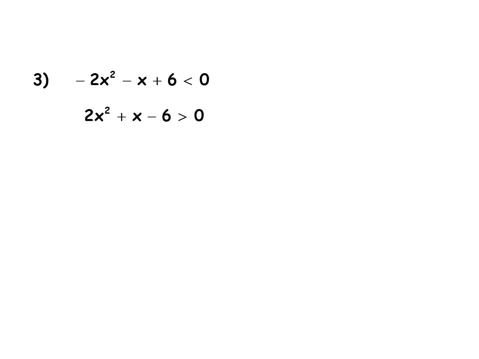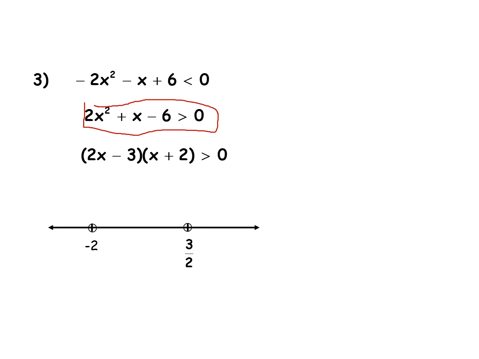So now this is the equation here that I'm going to be working off of. I can factor it. My critical numbers then are -2 and +3/2. Again, I have open circles because it's greater than, it's not greater than or equal to. I'm going to test each interval. So again, I'm working off of this equation, don't forget.